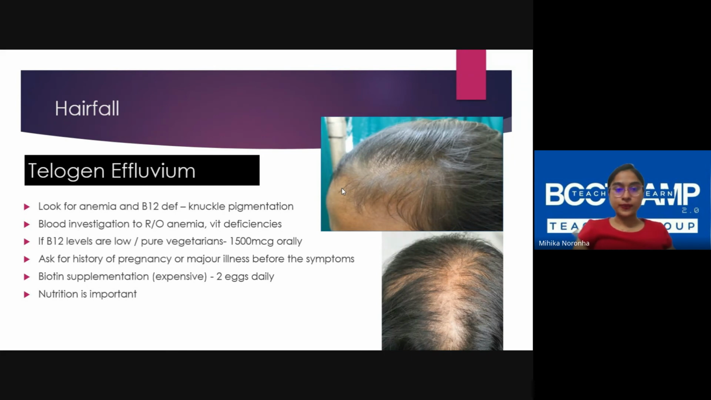Go ahead, Namita. So nutrition is very important. If you have the time, ask them regarding their diet. They are going to be having a very deficient diet in some way or the other. So explain what a balanced diet is. All of that will help. Even if you are not finding the cause of it, giving them good nutritional advice itself will make a huge difference in their hair fall.